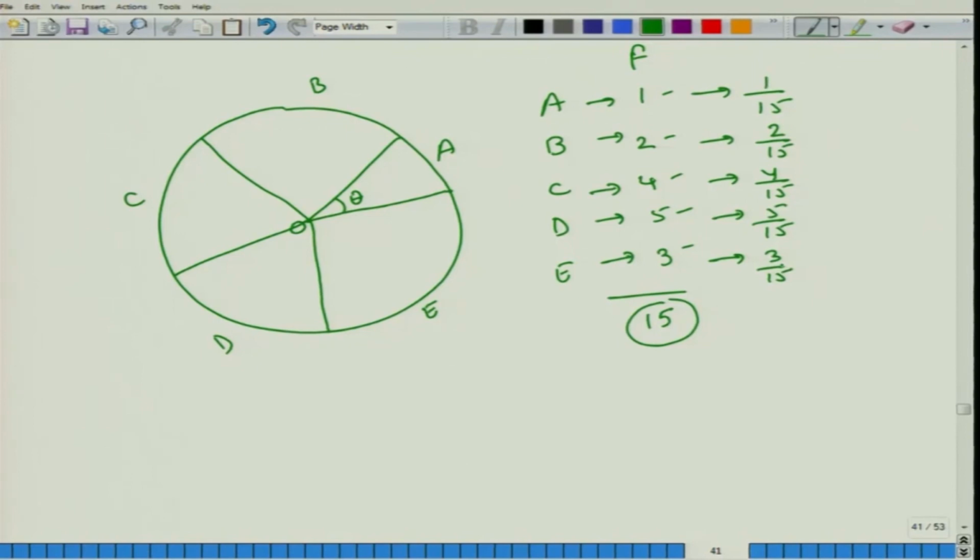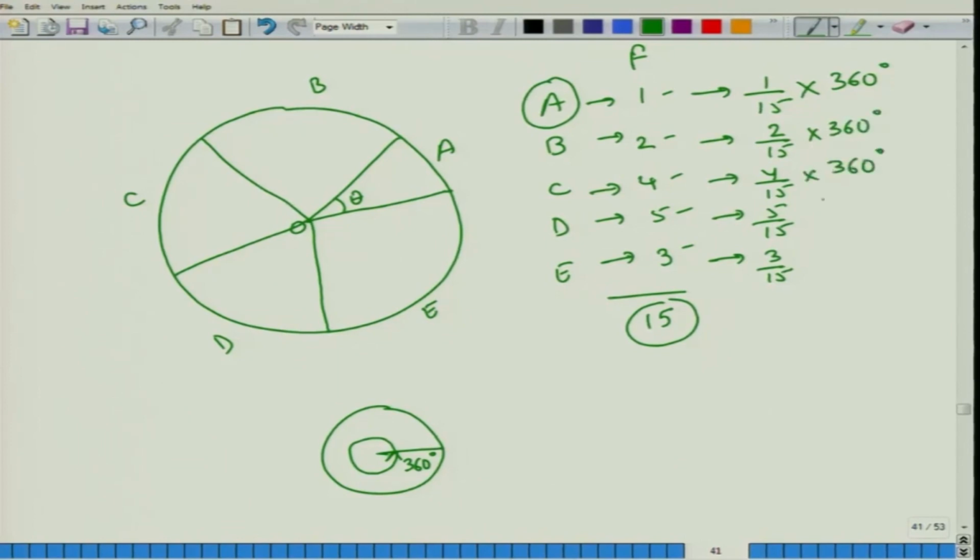Now, remember, when you have a circle, and if you have this radius that goes all around, it makes 360 degrees. So, if we wish to figure out how much is the angle subtended by any one value, say A, we multiply these values by 360 degrees. And the value that we receive out of this would be the angle that is subtended by A in this case.